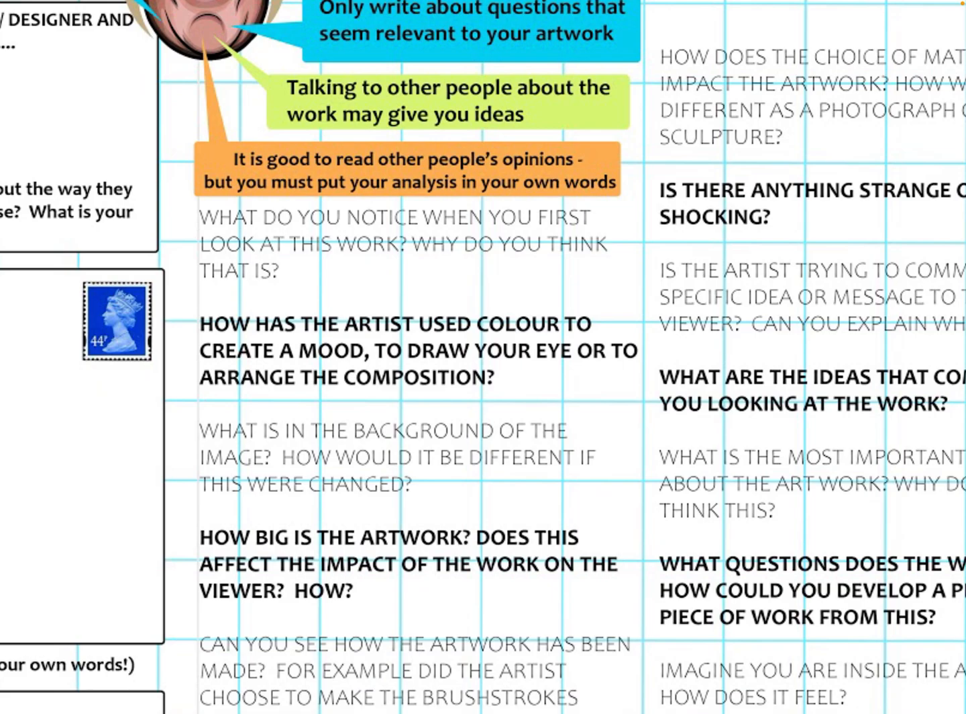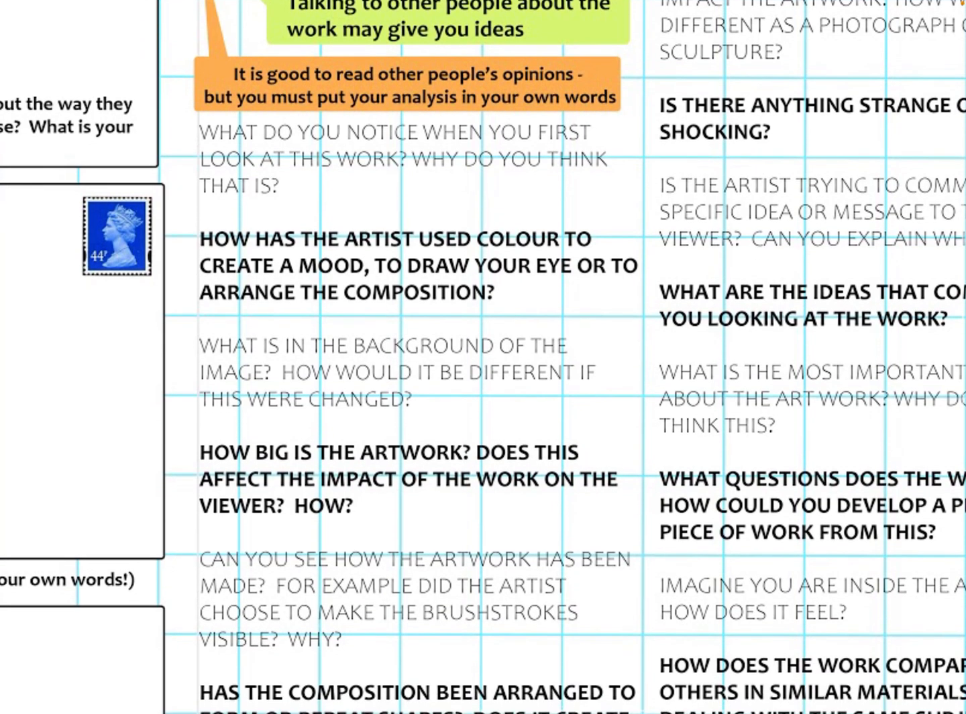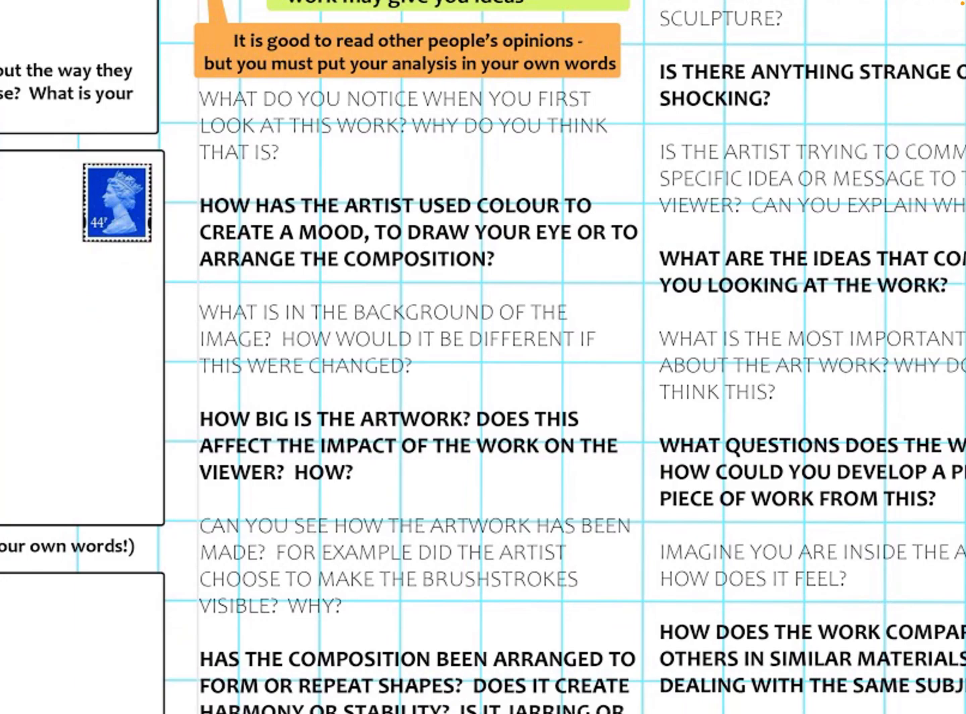How big is the artwork in real life? Does this affect the impact of the work on the viewer? If you actually went and saw the painting in a gallery, it might be huge, but you might be looking at it in a book or on the internet. Is it very simple? Is it very complex because it's very small? Some pieces of artwork are created very, very small indeed, very tiny. How does that affect the impact? Does it draw your attention to it, because you've got to look at it and focus on a very small image?